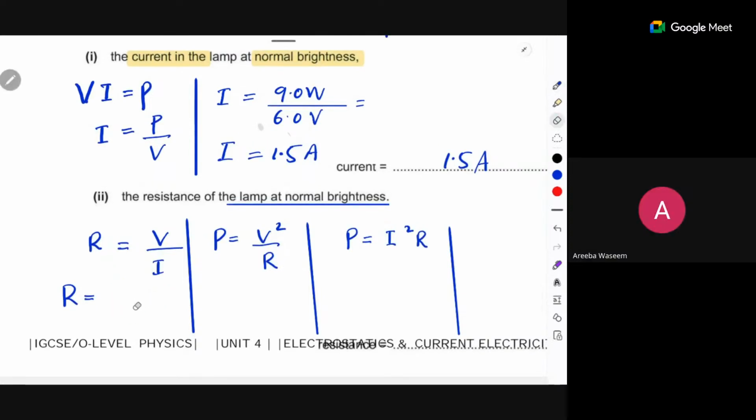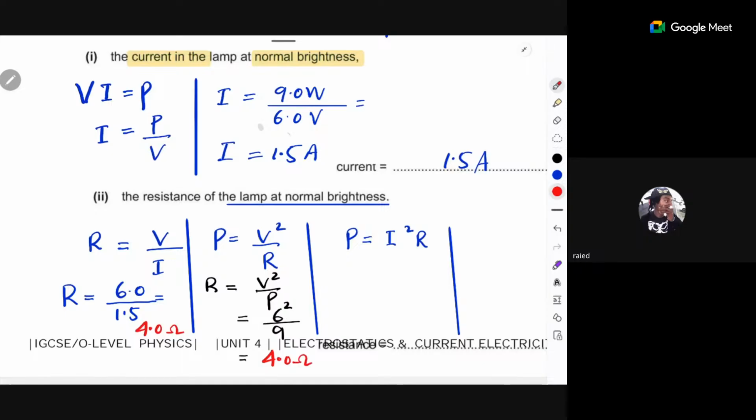Okay, now you will apply the same thing. R is equals to V by I. Voltage is 6 volts at the normal brightness, 6.0 divided by 1.5. So what is your answer? 4.0 ohm. Now use the second formula to calculate resistance. From here, resistance is V squared divided by power. So voltages are 6 square divided by 9. So what is the answer? 4.